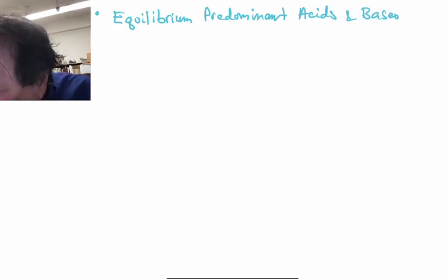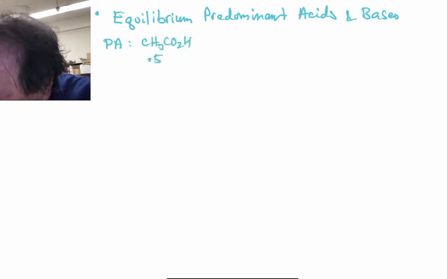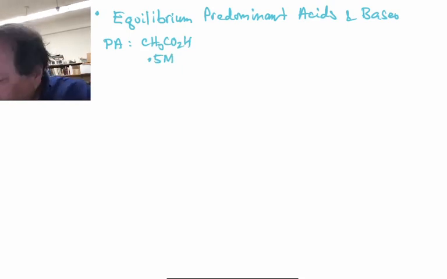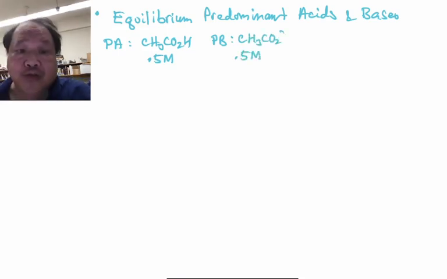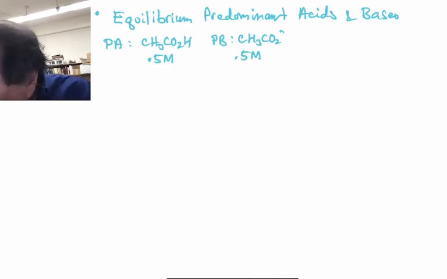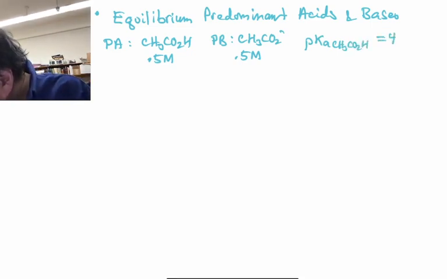each other. We'll look at the case where the predominant acid is acetic acid, and we'll have 0.5 molar of the predominant acid. The predominant base is its conjugate, CH3CO2 minus, and we're going to have 0.5 molar of that as well. And the pKa of CH3CO2H is 4.74.